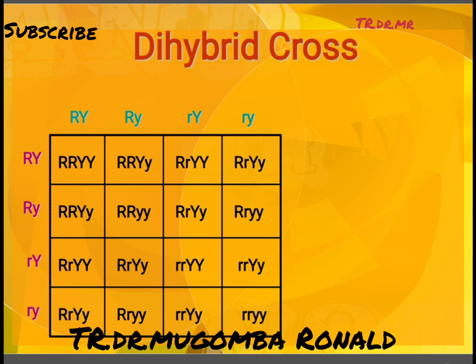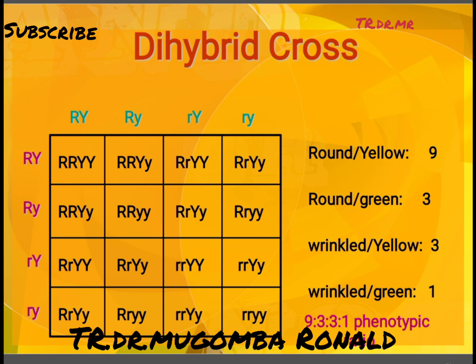I see 1. That is how we arrive at this ratio, which is known as the Mendelian dihybrid inheritance ratio, the F2 phenotypic ratio. That phenotypic ratio is labeled 9 to 3 to 3 to 1. That is what we call the Mendelian dihybrid inheritance ratio, the F2 ratio.